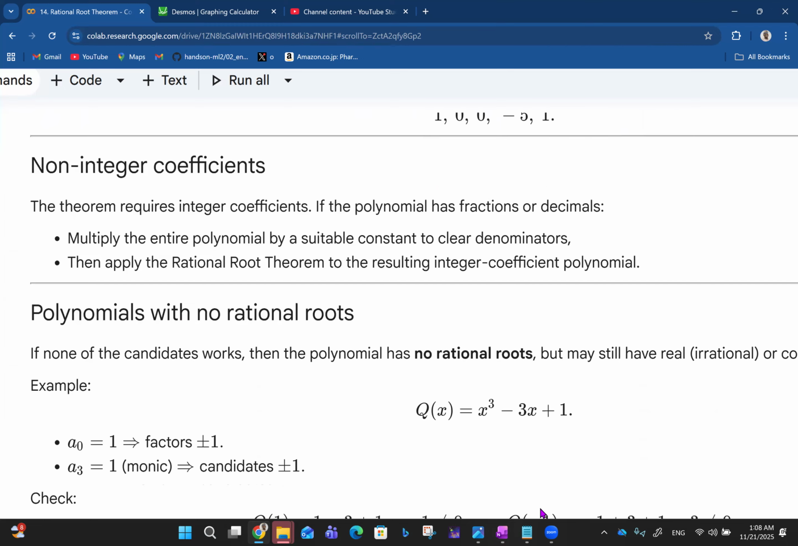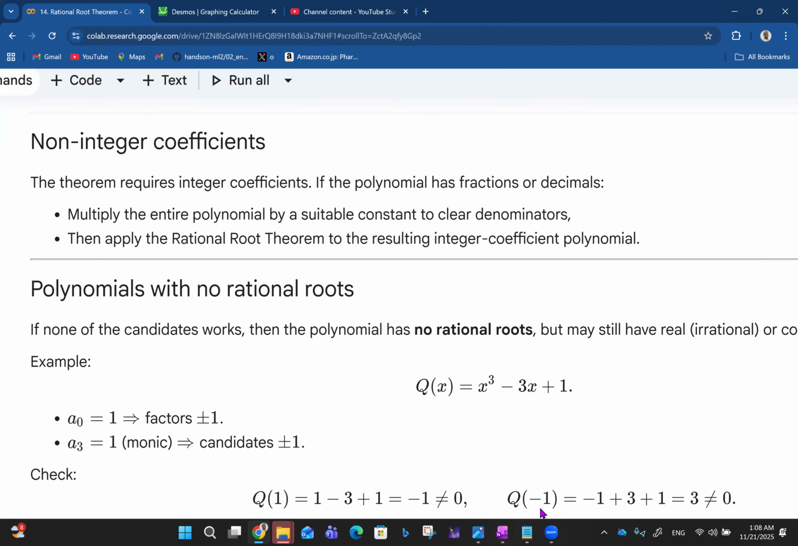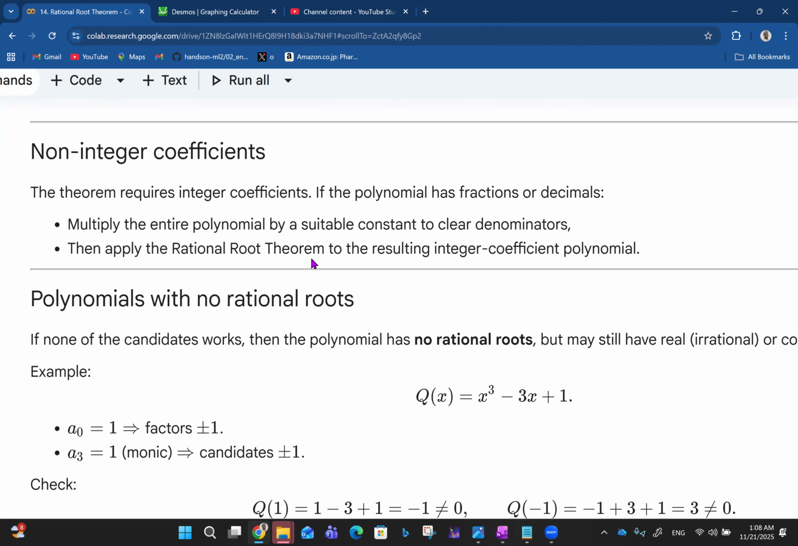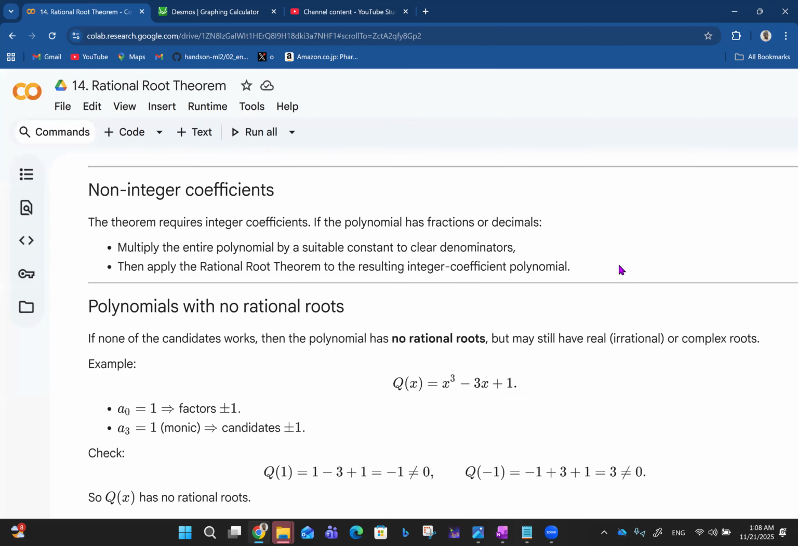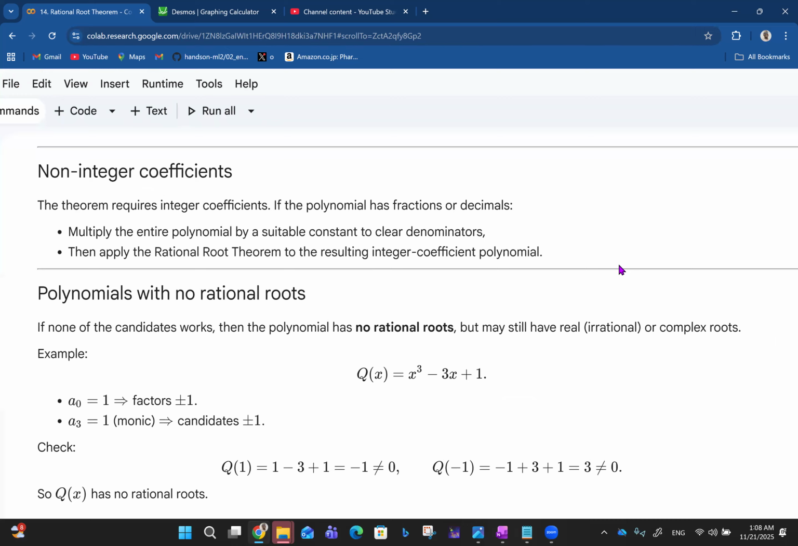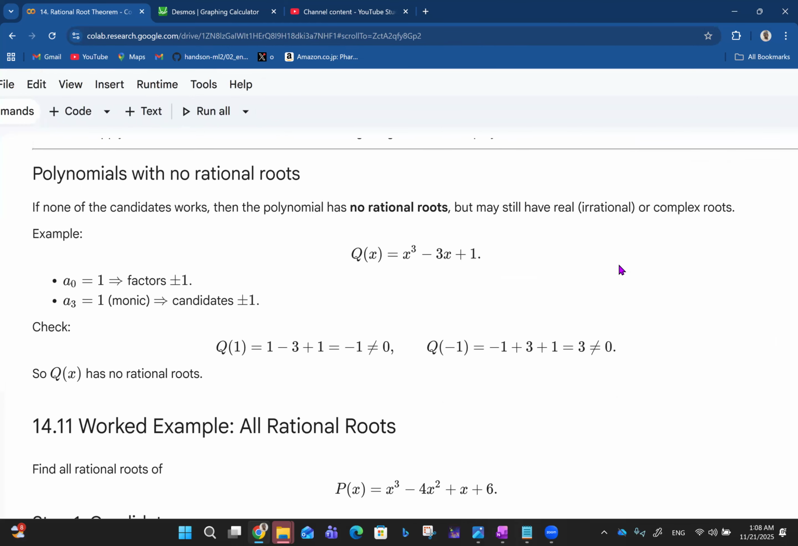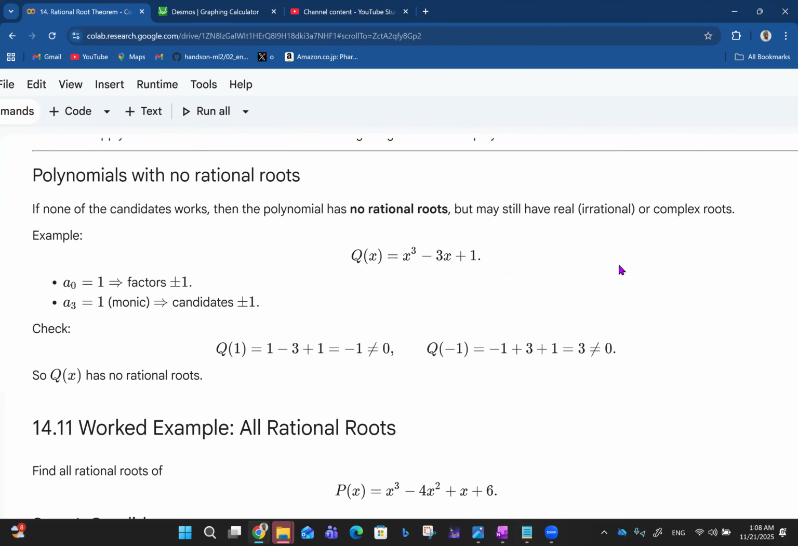So what if we have non-integer coefficients? The theorem requires integer coefficients. So if the polynomial has fractions or decimals, you can easily multiply the entire polynomial by a suitable constant to clear denominators, then apply the rational root theorem to the resulting integer coefficient polynomial. So if you have fractions in your polynomial, clear them out by multiplying through by something that will get rid of all of them.